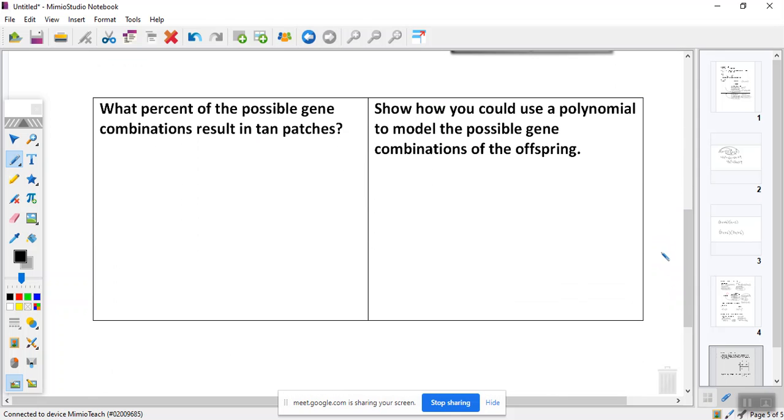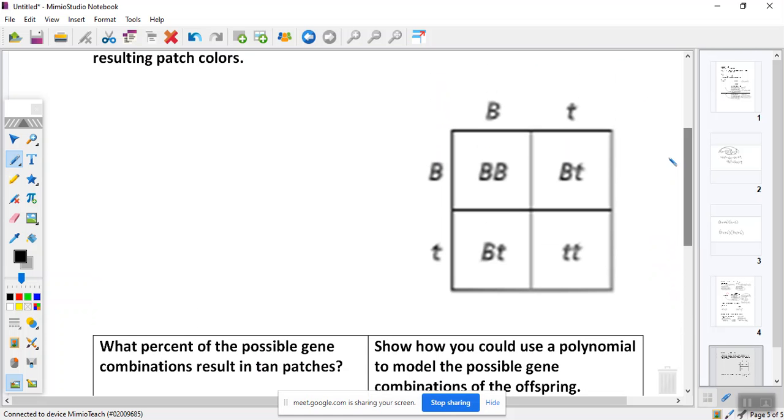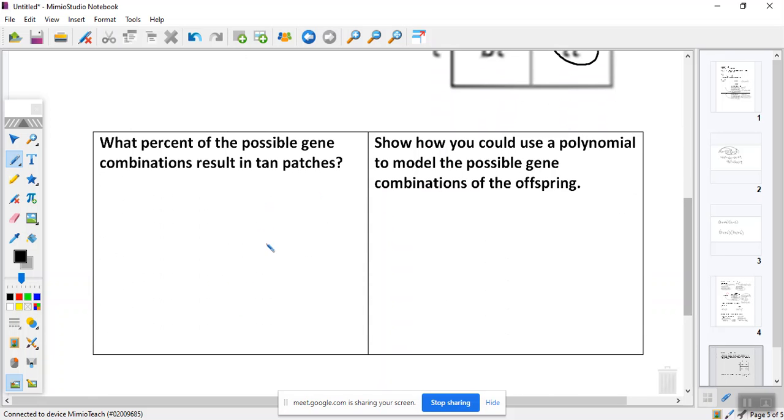It says what percent of the possible gene combinations result in tan patches? Okay. Well, kids, the only way we can get tan is what? The two T's down here, right? Well, guys, what percent of those blocks up there are two T's? 25. Okay, so the first answer simply is 25%.